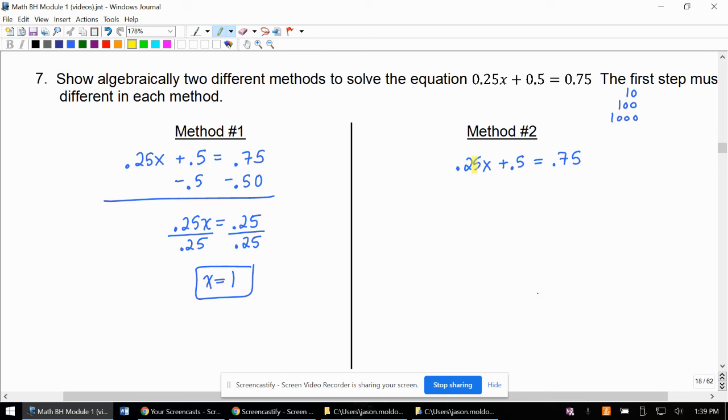So the most digits behind a decimal I see is 2. So I'm going to pick a 1 with 2 zeros. Because when I multiply by 100 and I apply it, it's going to cause all the decimal points to move 2 places. 25x plus 2 places is 50 equals 75.